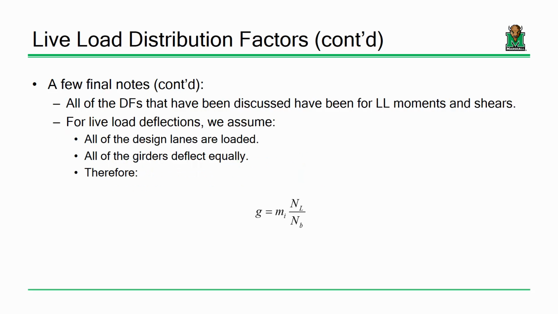All right? Now, all I've talked about is moment and shear. What about deflections? I mean, we've got live load deflections. AASHTO just keeps it simple and assumes all the girders deflect equally under live load. So we just take the maximum number of lanes, divide it by all the number of beams, multiply by the appropriate multi-presence factor, and that's it. So it's pretty simple, actually.